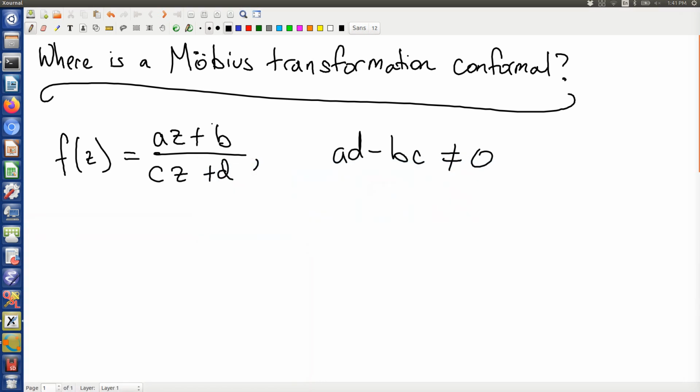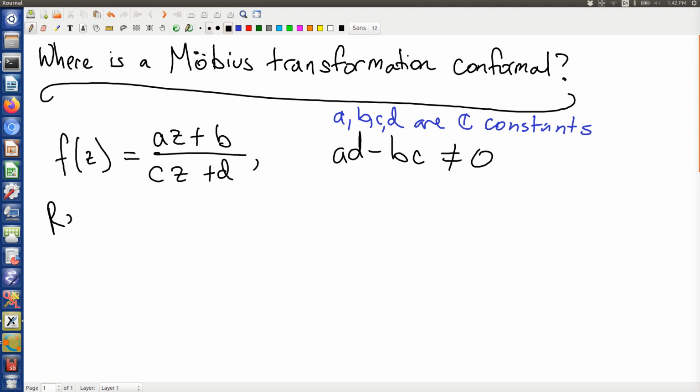This video describes when a Moebius transformation is a conformal mapping. And the thing to realize is that the equation displayed on the screen here is what a Moebius transformation is. A, B, C, D are complex constants. Z is a complex number, a complex variable.